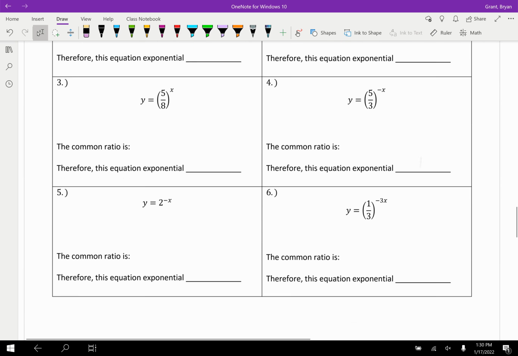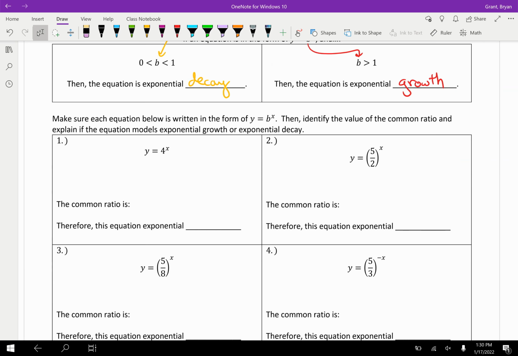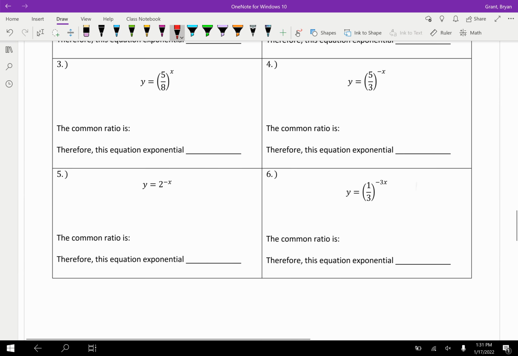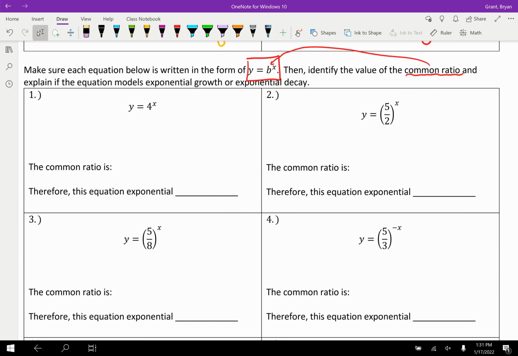Well, knowing that then, let's make sure we can recognize when each of these equations demonstrate exponential decay or growth. There are 6 equations here. Be careful, there are a couple trick questions thrown in there. You really want to make sure that each equation is written in the form of y equals b to the positive x power. And once you've looked at the equation, you're going to identify the common ratio, that's b, isn't it? And then explain if the equation models exponential growth or decay. So take a couple minutes on these 6 questions. Once you're done, unpause and we'll see how you did. Good luck.